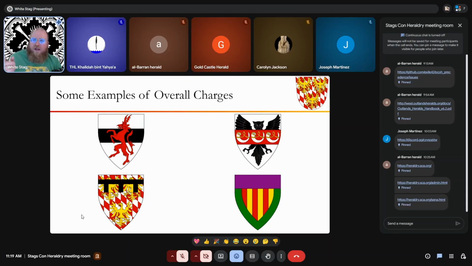Top right, and here you have it reversed. You have a primary animate charge, in this case an owl displayed, with an overall fess. The most common way, and you see it in Italian armory pretty regularly, is a single animate charge on the field with an overall fess or an overall bend. Overall pales are somewhat rare, but overall fesses and overall animate charges are not uncommon in Italian armory. And then there's a set of tertiary horns.